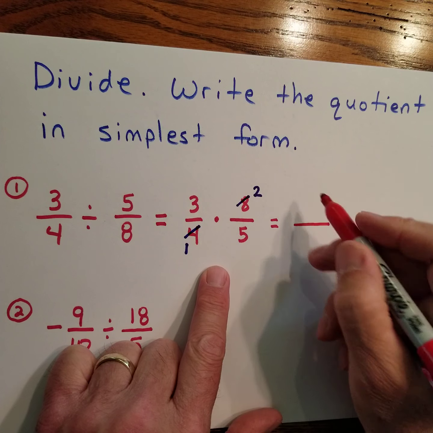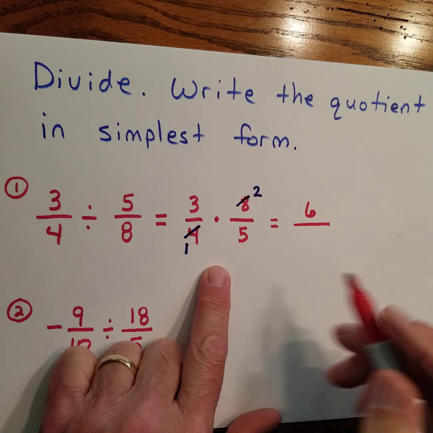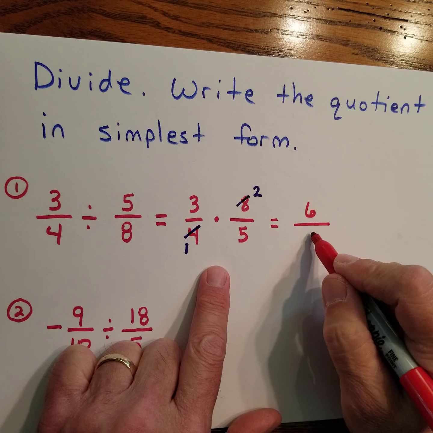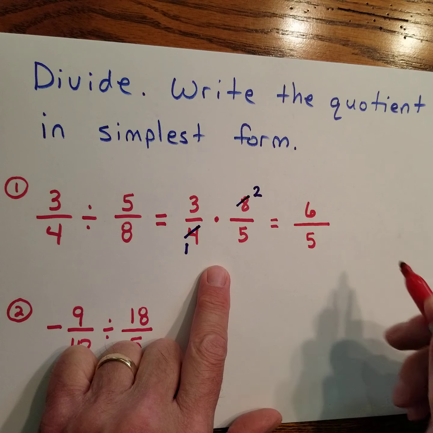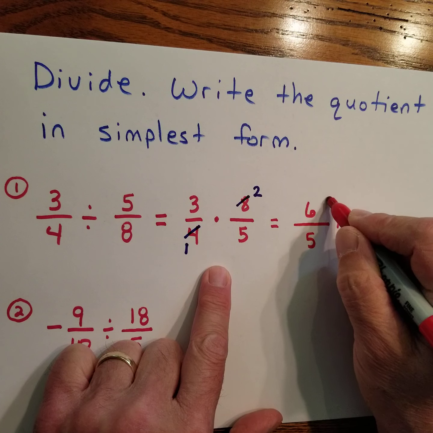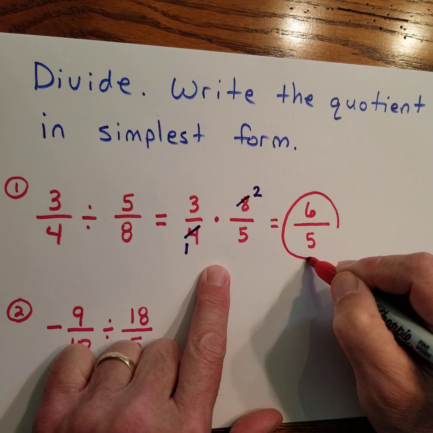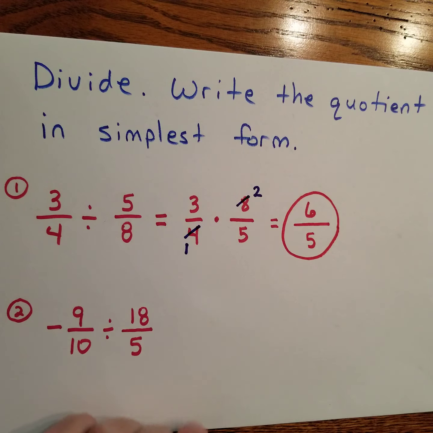3 times 2 is 6. 1 times 5 is 5. Now my final answer is an improper fraction. That's okay. We'll leave it as improper.